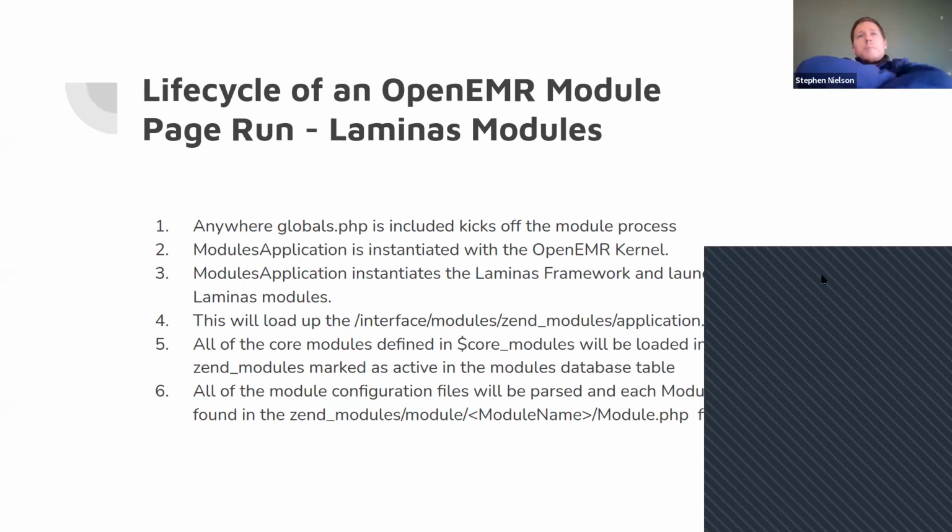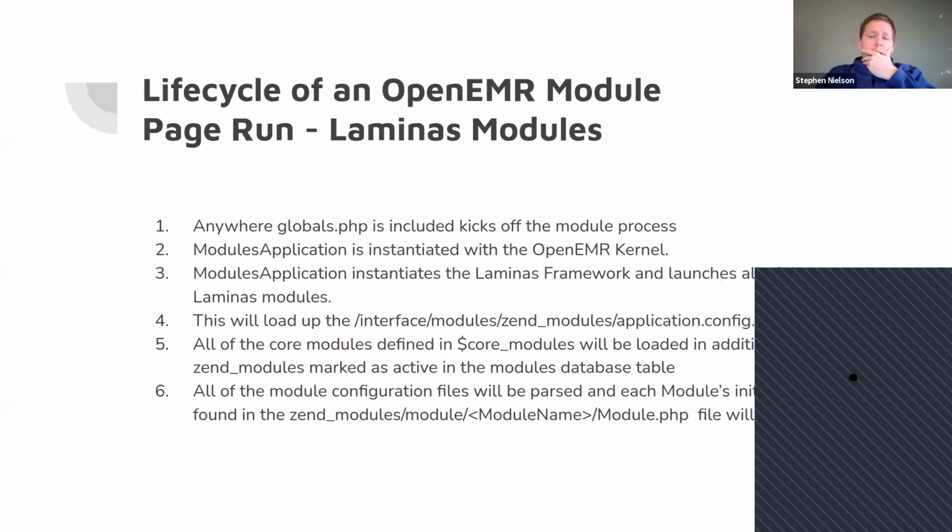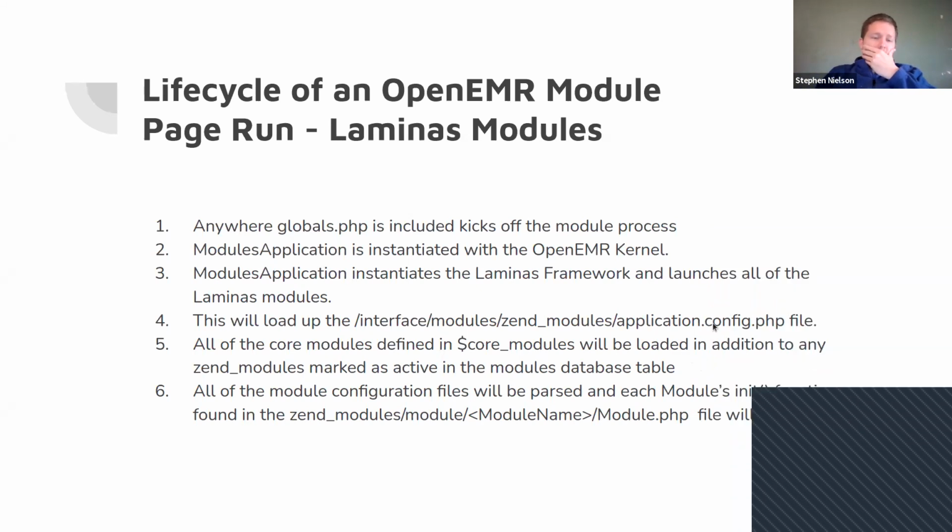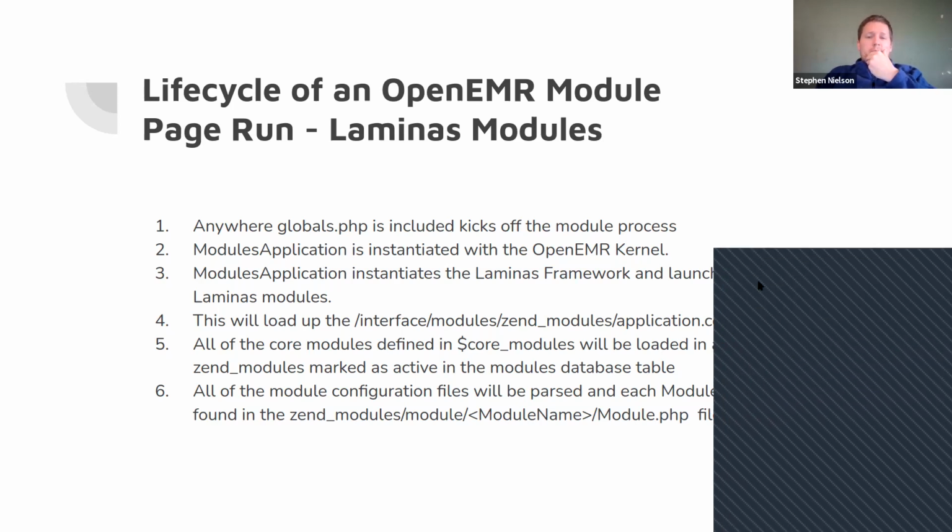Because everything was tightly integrated into the Laminas framework, the modules application is going to instantiate the Laminas framework, and then it's going to first launch all of the Laminas modules. I'll jump into the code in just a second to show this. At that point, it's going to load up our application.config.php file, and it'll go through all of our core modules. Anything that's been marked as active in the database, it will load, and then it's going to instantiate that Laminas module by calling its init file. All right, let me show that a little bit in the code here.